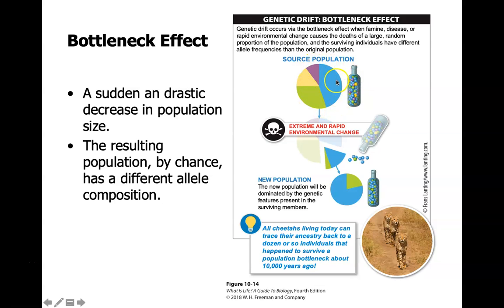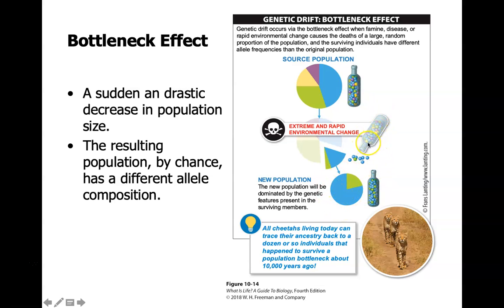So here's our source population. For this particular gene, we have 4 alleles: blue, purple, yellow, green. There's suddenly an extreme and rapid environmental change. Maybe a massive forest fire came through the area and killed a whole bunch of individuals. And they were left with this small slice of the population. Now, just by chance, those individuals that were left only had the light blue and the light green alleles. Now you can see that the source population is much different from the remaining new population after this event.